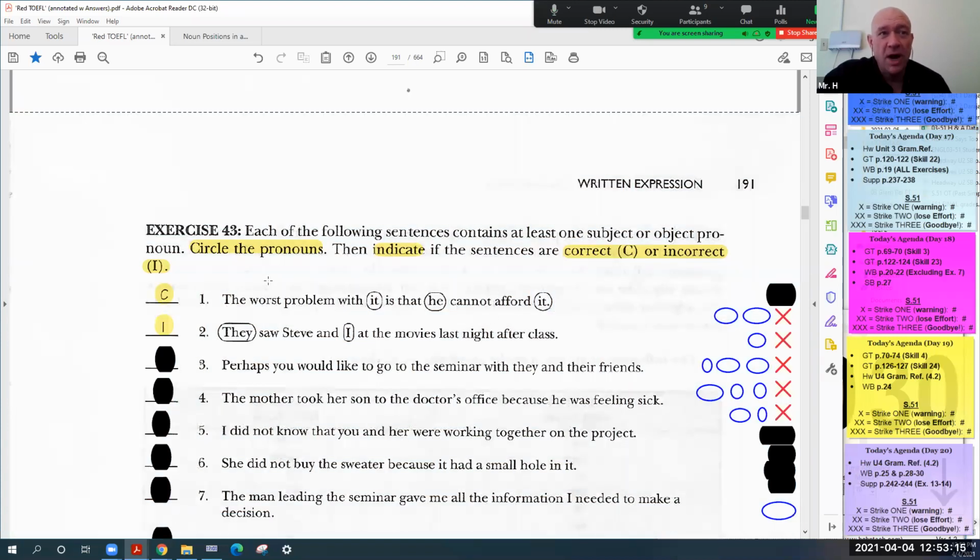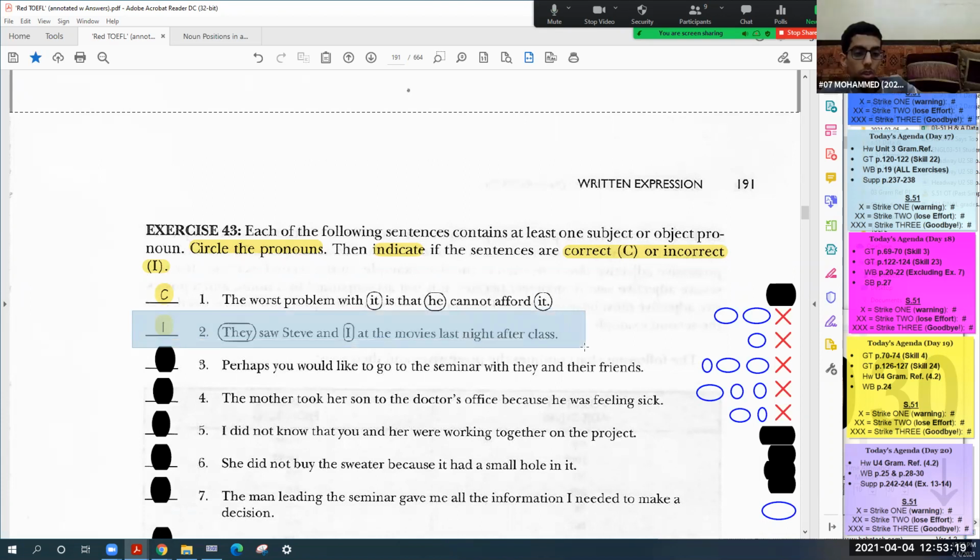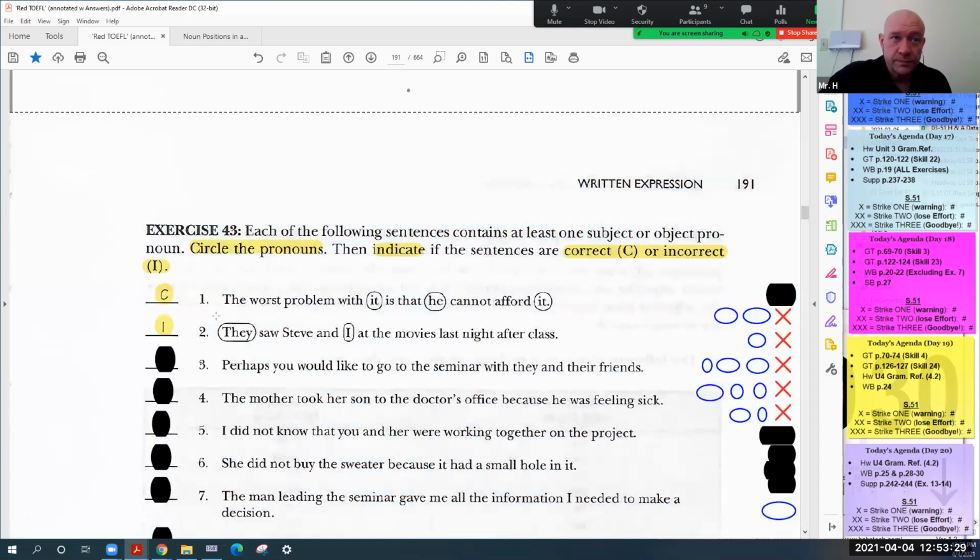All right? So, Mohammed, can you explain number two? Don't read it. Just explain the circles. Okay, it's a subject. Okay. Subject. Yes. So, Steve and I.